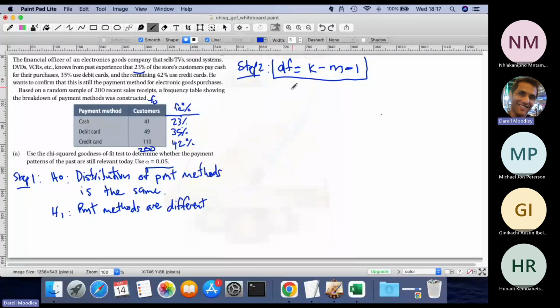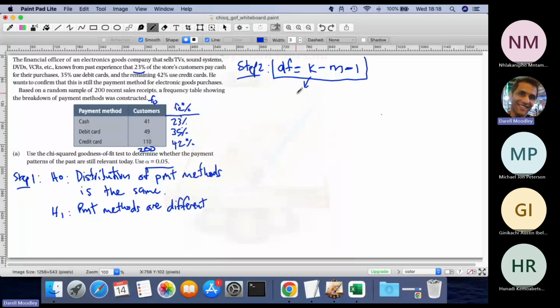For all other chi-square tests, not this one, you use r minus 1 times c minus 1. It's the number of rows minus 1 times the number of columns minus 1. But for the goodness of fit test, we use the one above, and I'll explain what K and M are right now. So K is your number of classes.